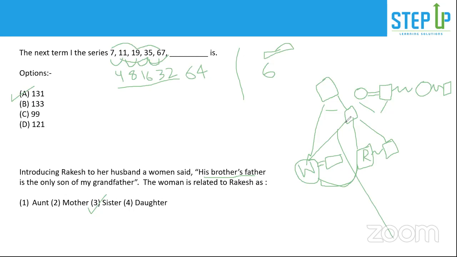Is the only son. It could have said only sibling or only one child, which would have been even easier in terms of explanation. Anyway, of my grandfather. So how is this woman related to Rakesh? This whole thing is the grandparents' generation, this is the parents' generation, and the grandfather has only one son, and she's saying this guy has some relationship with this person. So we can say this is the third generation, which means they have to be siblings. All right. Should I move ahead?